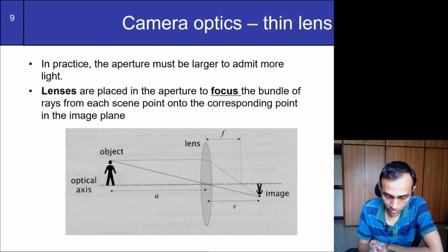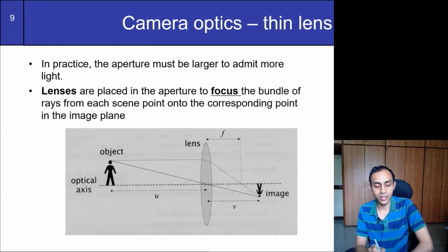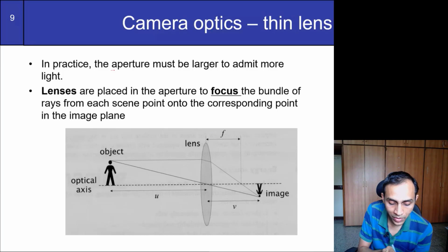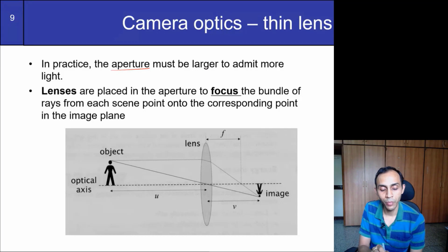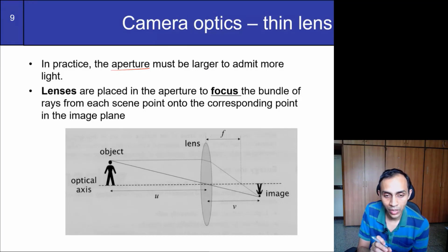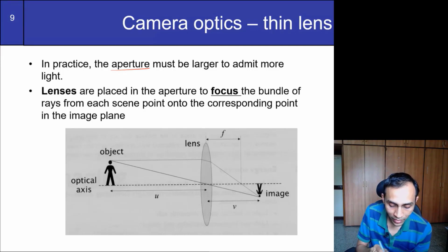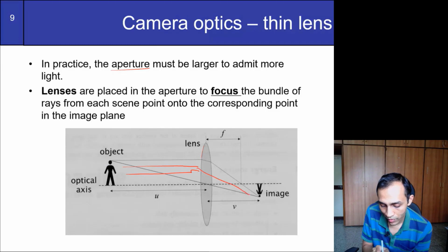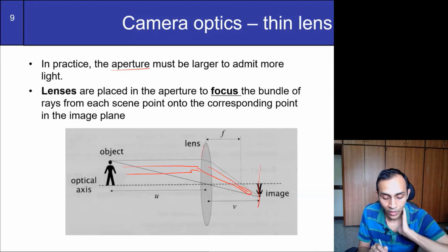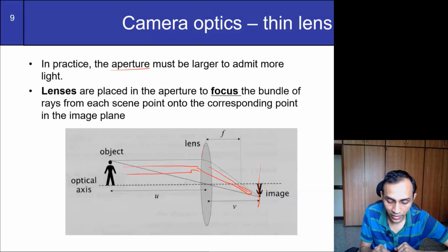Okay, so as I said, normally in your actual camera, you will have a thin lens instead of a single aperture. The problem with an aperture is you cannot make it larger, because if you want to admit more light, you have to make it larger. But if you make it larger, then diffraction will happen and the images will get blurred. So to avoid that, generally we use a thin lens. A thin lens has the property that it can converge the light rays which are parallel, and they will all pass through the focal point. So that's why we use thin lenses in cameras.